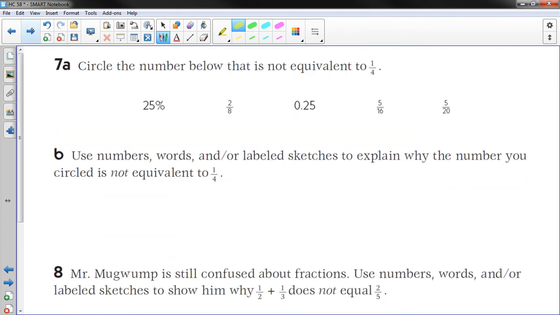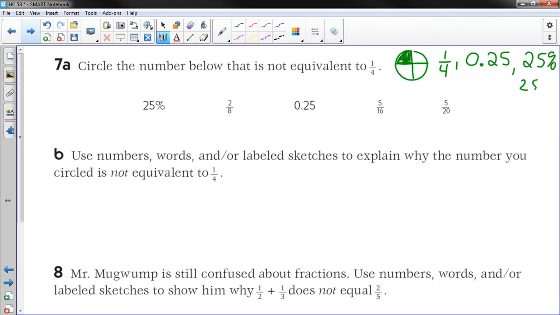That one was tricky. Circle the number below that is not equivalent to 1/4. So I'm just going to draw a drawing of what I know 1/4 looks like. And one of these is 1/4. So I know that's 1/4. Another way to say that is I know that's this. And I know that's 25%. I also know it's 25 out of 100. Just list some things there that might be helpful.